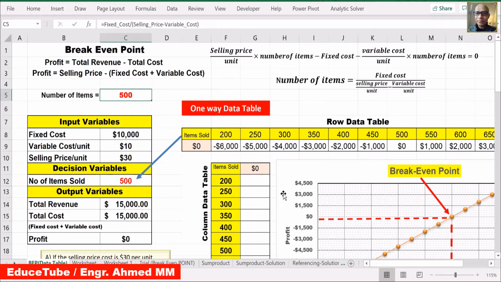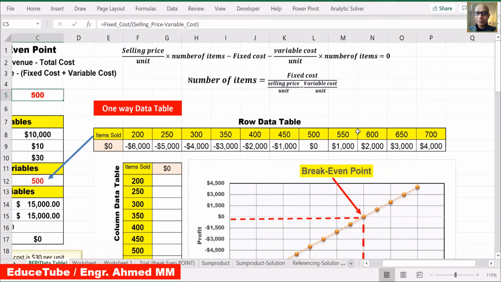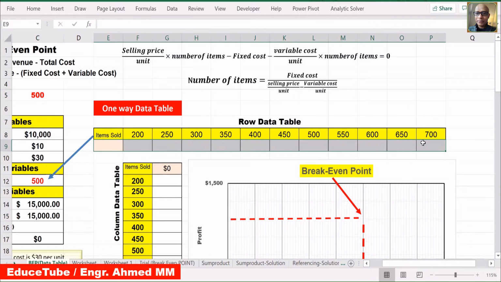But another important thing is that the values of one input variable can be arranged, as we can see here, as a row data table and a column data table. So here I generated a row data table as well as a column data table. So let's see how to generate this. For this row data table, I am removing this full line. Say removed.